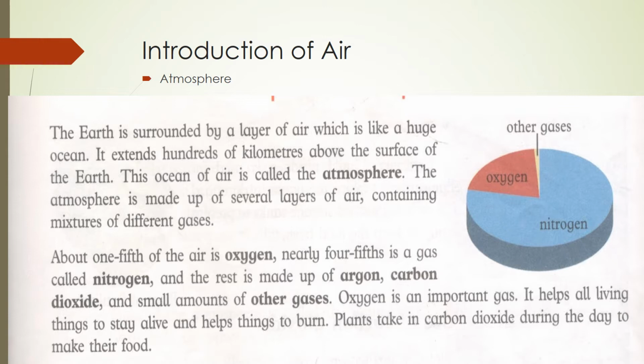Here different percentages of gases are given. The most abundant gas is oxygen, which is 1/5 of the air. Nearly 4/5 is a gas called nitrogen, and the rest is made up of argon, carbon dioxide, and small amounts of other gases.